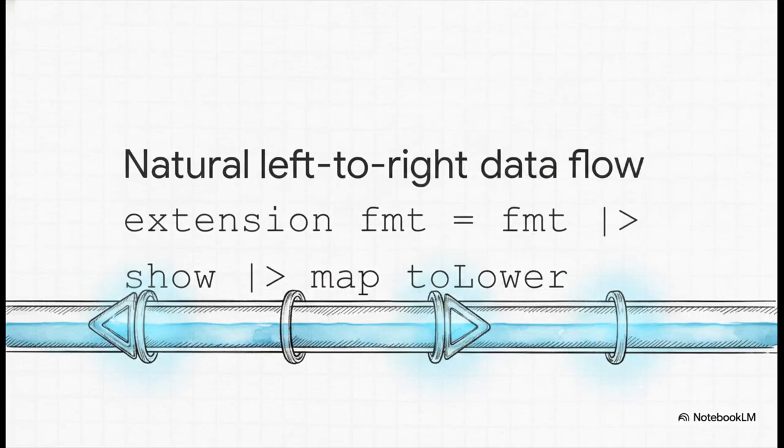Or alternatively, the Flow library also gives us a super clean pipeline approach. By importing the pipe greater than operator, we can write extension fmt = fmt |> show |> map toLower. This feels very similar to the reverse application ampersand we looked at just a minute ago. It brings back the explicit argument, sure, but it perfectly models that natural left-to-right data flow that developers can scan in a heartbeat.